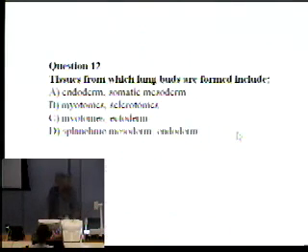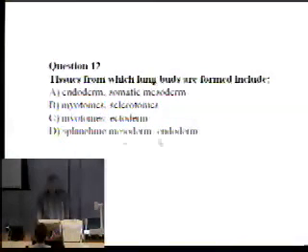So tissues from which lung buds are formed include, so we know there has to be mesoderm and we know there has to be endoderm. So it's either A or D. And somatic reminds us of body. Splanchnic reminds us of viscera or organs. So obviously it's the splanchnic mesoderm and the endoderm, and that was on a previous slide.